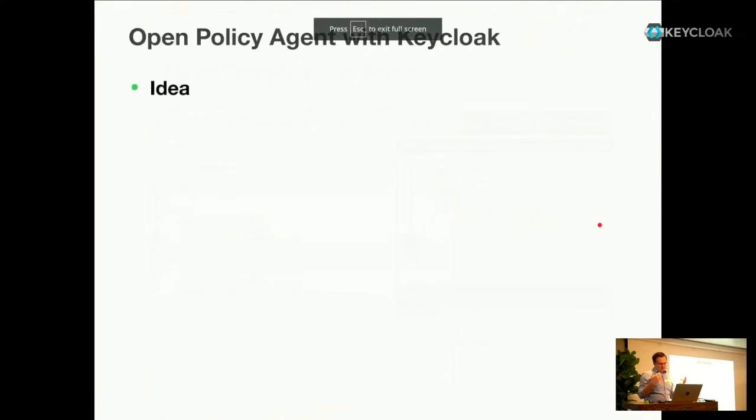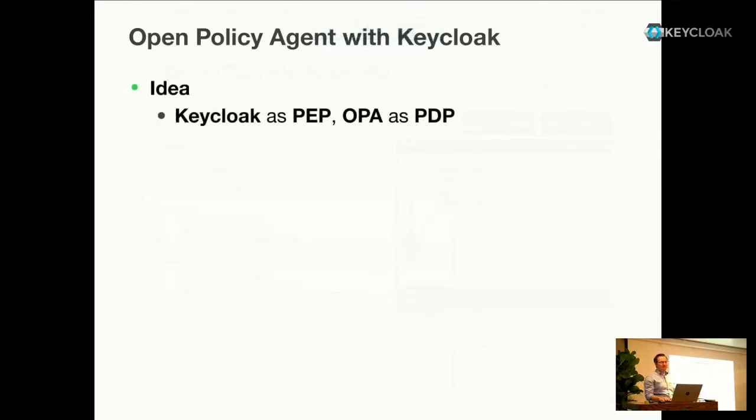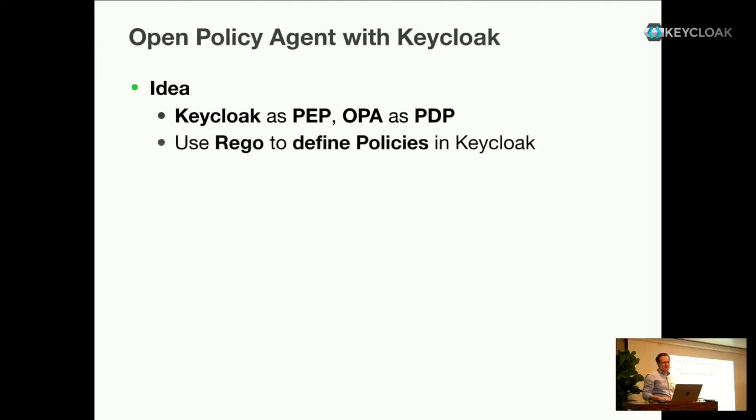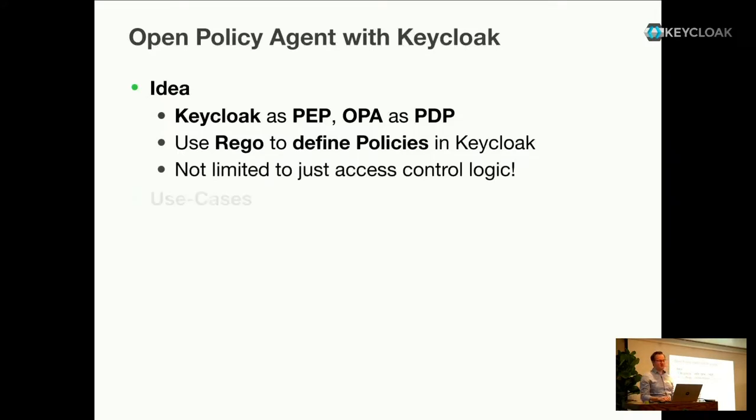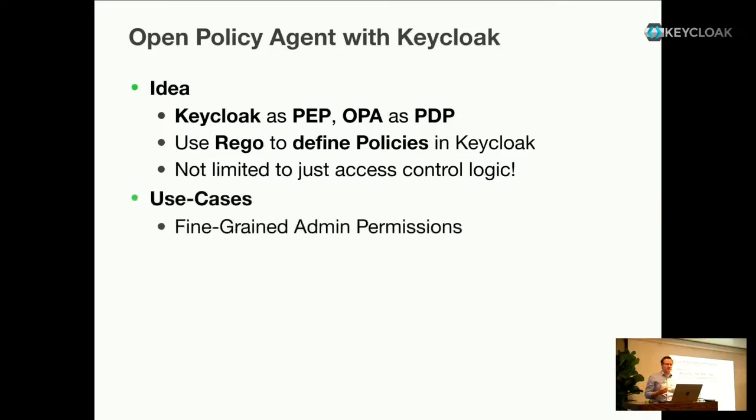So with that said, how can Open Policy Agent work with Keycloak? Well, the idea is to use Keycloak as policy enforcement point and OPA as the PDP instead of authorization services. In this case, we use Rego to define policies in Keycloak. And by the way, with this approach, this is not just limited to access control logic, because some use cases that could be enabled are that fine-grained admin permissions could be replaced with that. So I could have basically a policy that says, okay, when the user wants to manage or edit this group, he or she has to have this role or be a member of the other group, just defined as text.